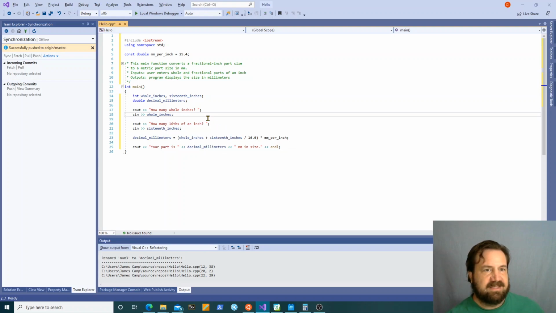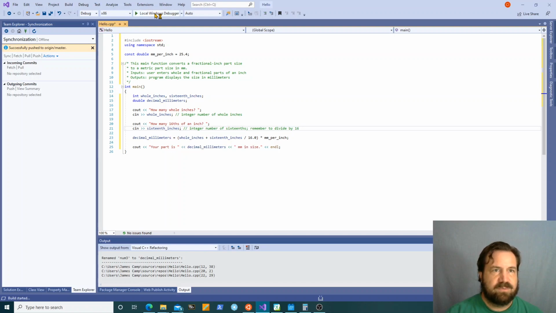We can also add a single line comment. Single line comments can go nicely at the end of lines. So: integer number of whole inches, integer number of sixteenths. Remember to divide by 16. Okay.